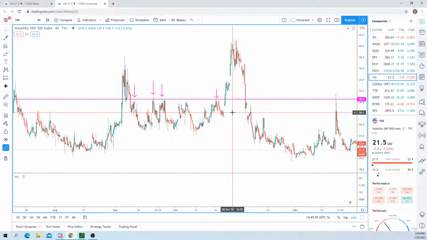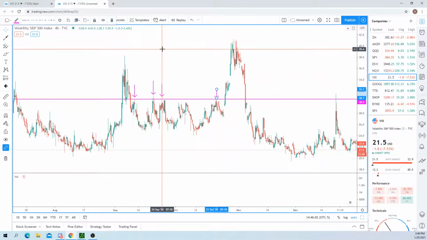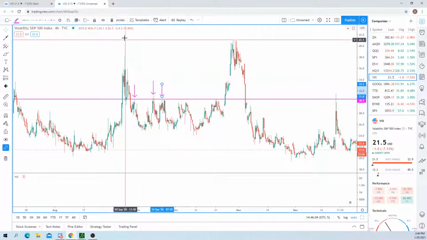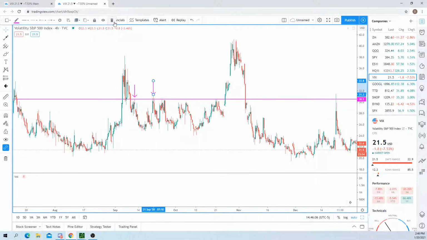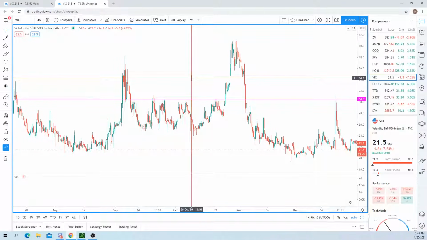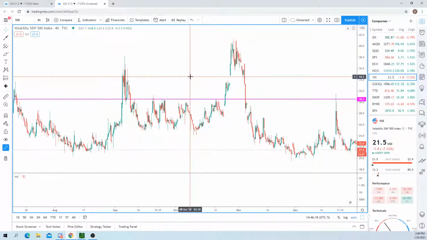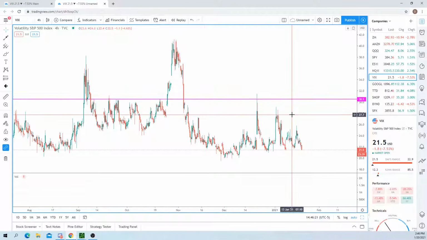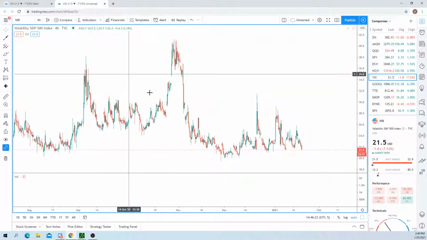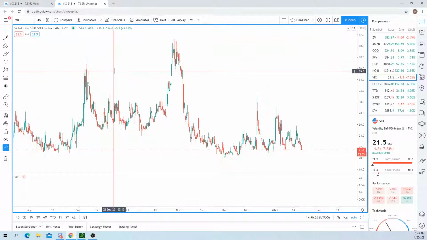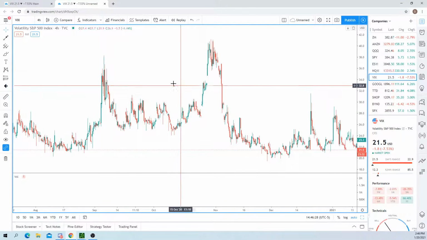Okay, so this is how I use the VIX. I look for key areas of support and resistance, and then once I have that information, all I do is see how the price action reacts to those areas of support and resistance. Okay, so like I said, moving on, I wanted to show you what the VIX is doing currently.